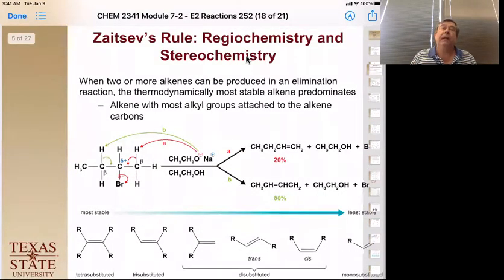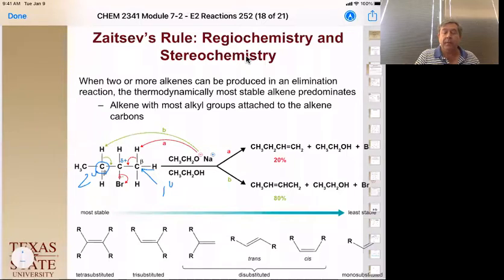Zaitsev rule also applies here, okay? We're going to try to eliminate to give us the most stable alkene until we start seeing sterics give us trouble. So in this case here, we have a beta hydrogen that is a secondary beta hydrogen. Here we have beta hydrogens that are primary beta hydrogens. So if we had it go to the primary beta hydrogen, we would end up with our terminal alkene at about 20%.